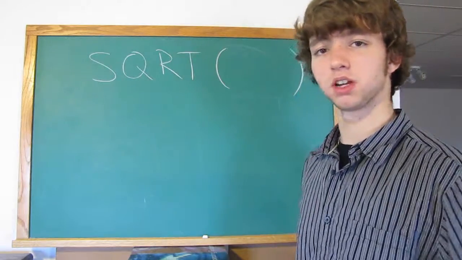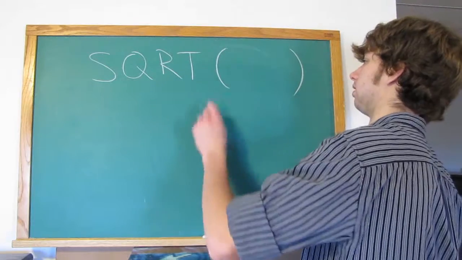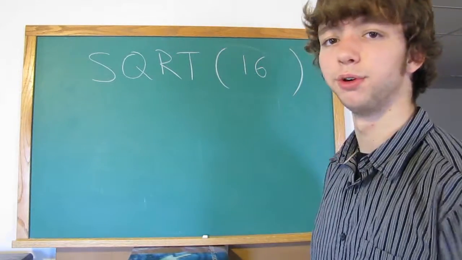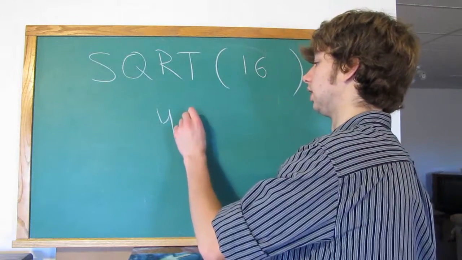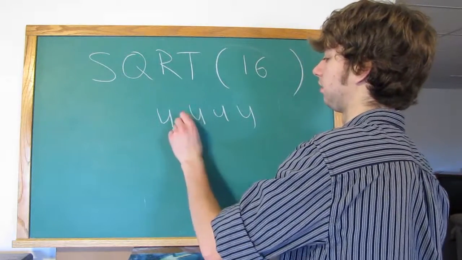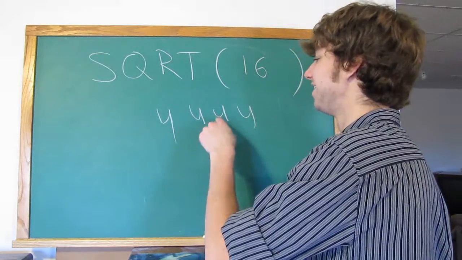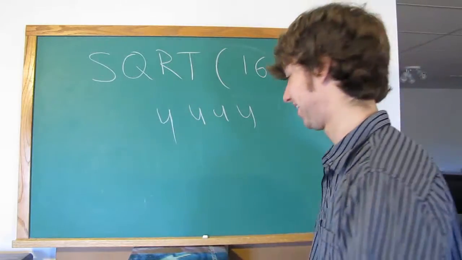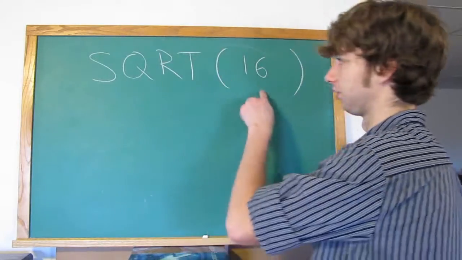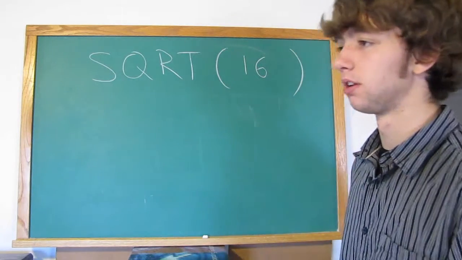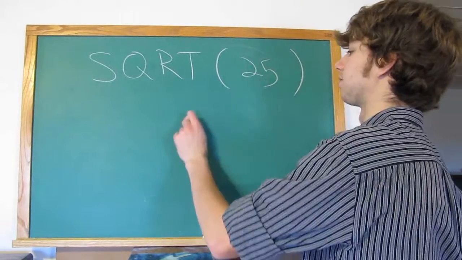Square root is what times itself equals a number. I know that probably didn't make sense, but let's say 16. The square root of 16 is 4, because 4 times 4 equals, so 4, 8, 12, 16. So that's what a square root is. What times itself equals this number. If we have the number 25 in here, the answer is going to be 5.